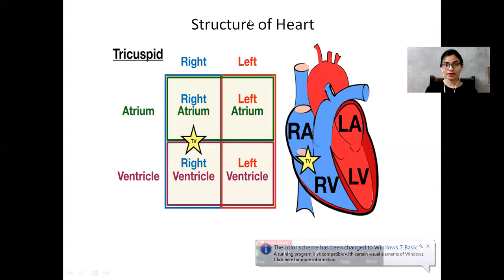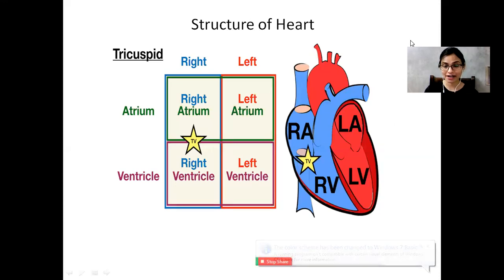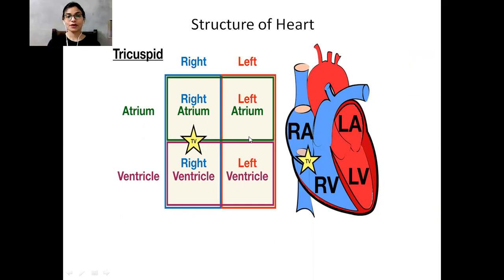Okay, so over here we have the structure of the heart. The heart has four chambers, right? Two upper chambers and two lower chambers. The upper chambers are called atria, so we have the left atrium and right atrium, and the lower chambers are called ventricles, so we have the left ventricle and right ventricle.